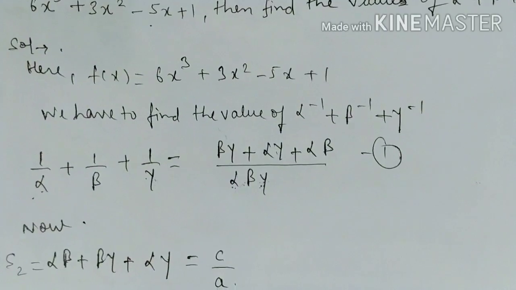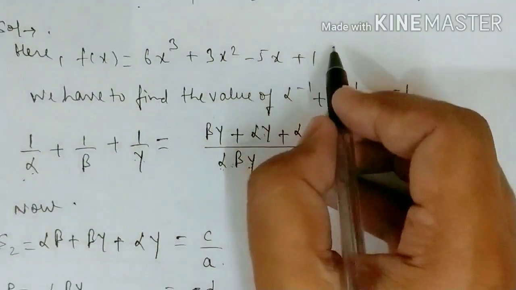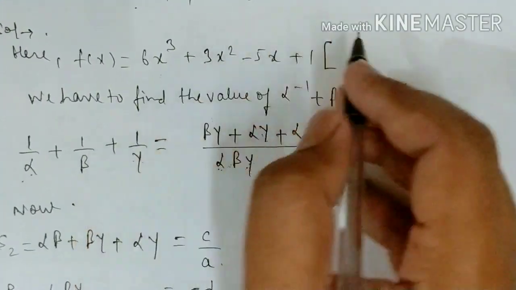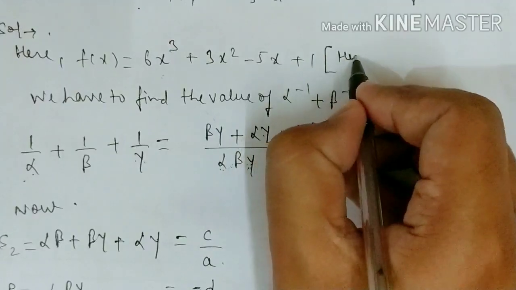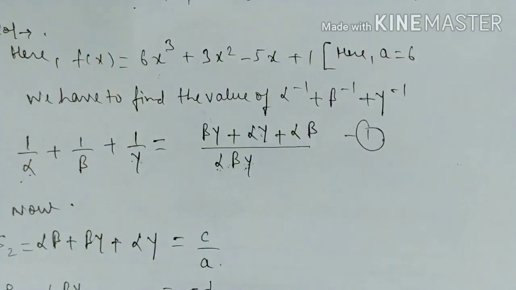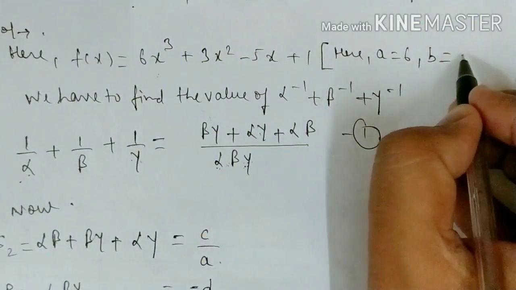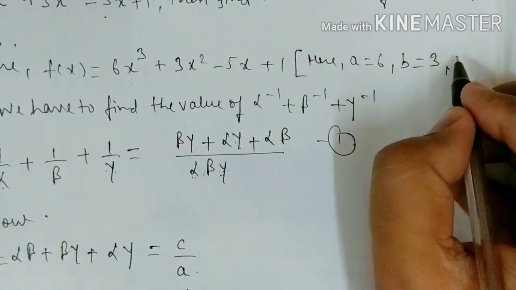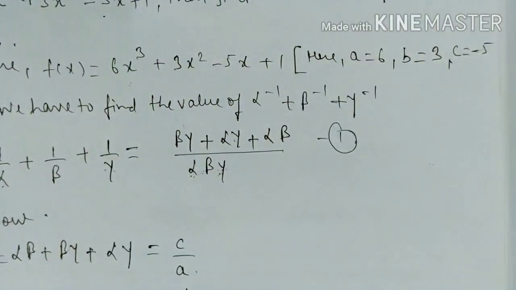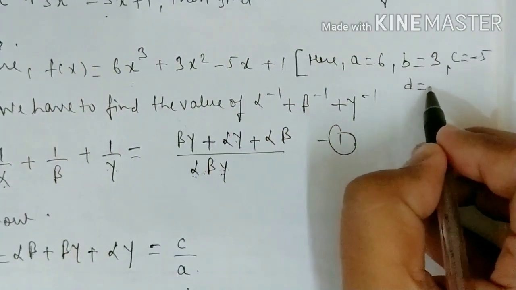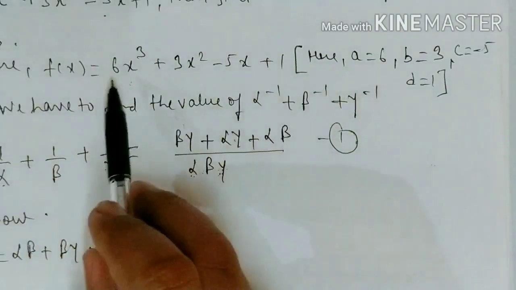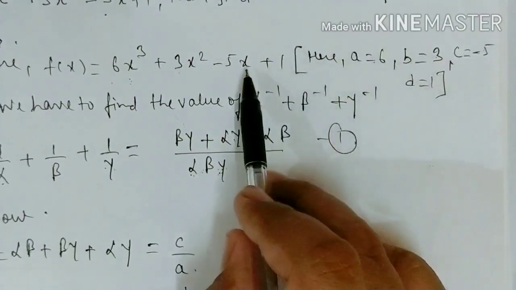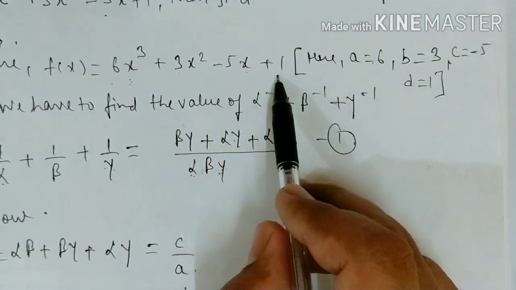With the help of this, when you compare this given polynomial with the standard form of the cubic polynomial, you will be getting A is equal to 6, B is equal to 3, C is equal to minus 5 and D is equal to 1. Check: coefficient of x cube, that is A, is 6. Coefficient of x square, that is B, is 3, coefficient of x, that is C, is minus 5, and the constant term is 1.